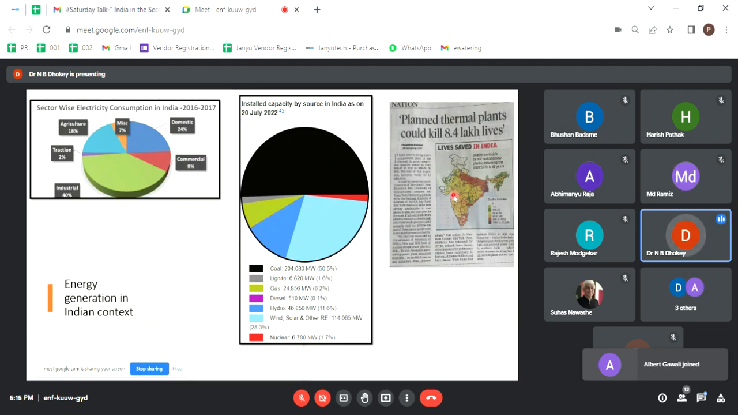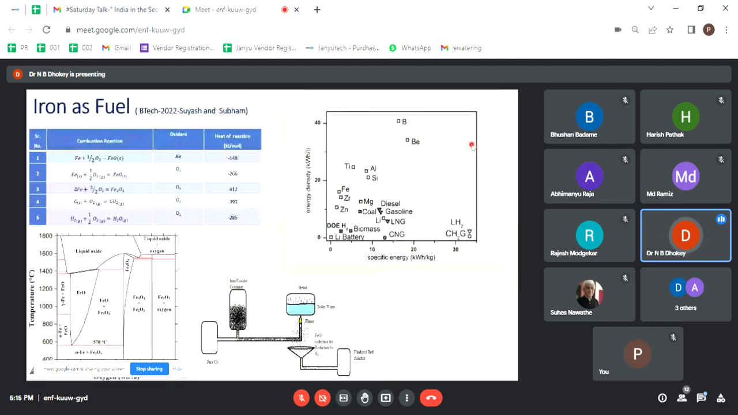So taking this aspect into account, how do we reduce coal consumption, and how do we generate energy? As a curiosity, at our level we started with a small project for Janyutech, and if you look at the enthalpy of these reactions, this carbon is coal.